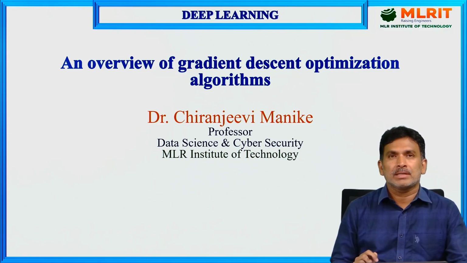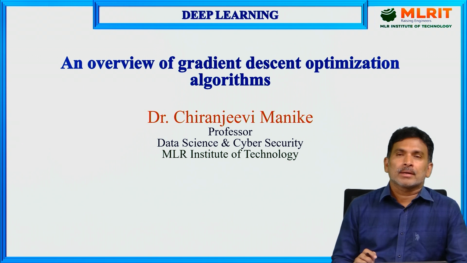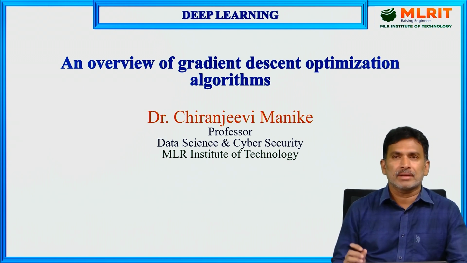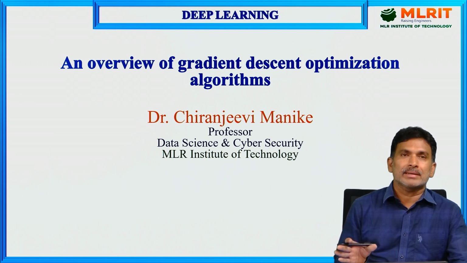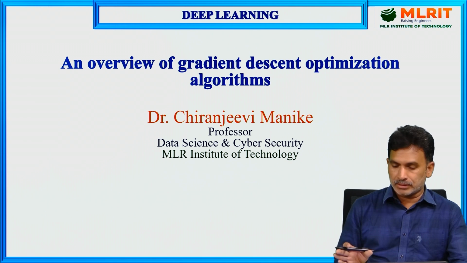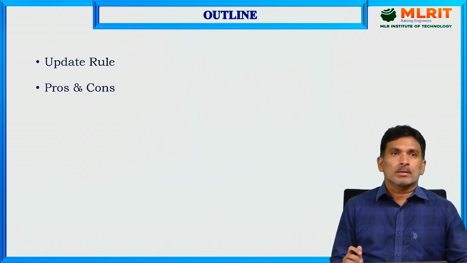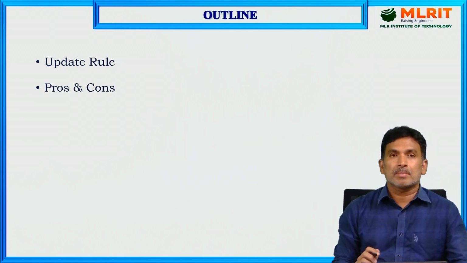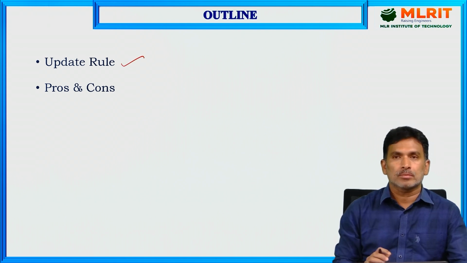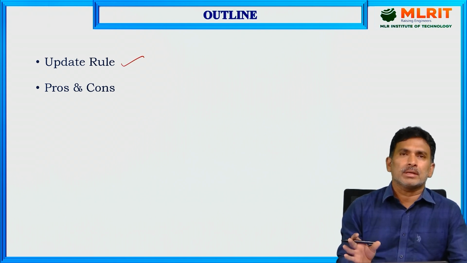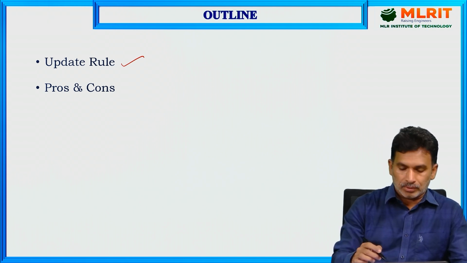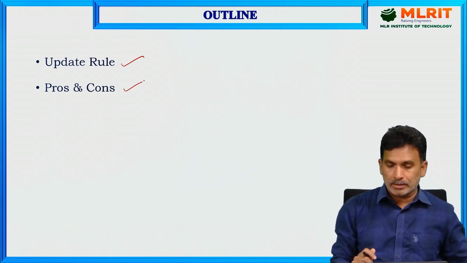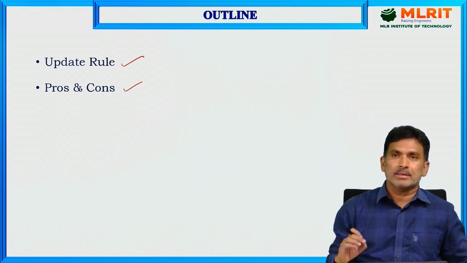Welcome back to the deep learning video lecture series. In the previous class, we had a very quick overview of different gradient descent algorithms, and today I would like to give an overview of gradient descent optimization algorithms. Here I am going to mainly emphasize the update rule, because that is the only thing we need to concentrate on here: how the gradient is updated. Next, we will look at the advantages and disadvantages of each gradient descent algorithm.